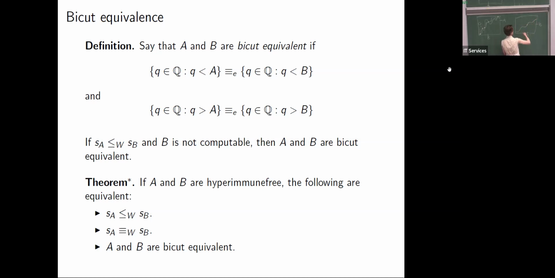So no matter where the pair A, B lies along it, this function gives me, in both directions, a way to transform positive information about things above A to positive information about things above B, and similarly for below. If you remember back to the example with A and 1 minus A, that was an example where the two failed to be bicut equivalent. So bicut equivalence is a property that anytime you have the strong Weihrauch reduction in either direction, then you get bicut equivalence. And it's finer than TT reducibility.